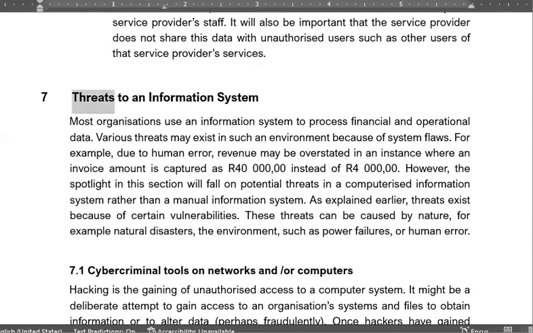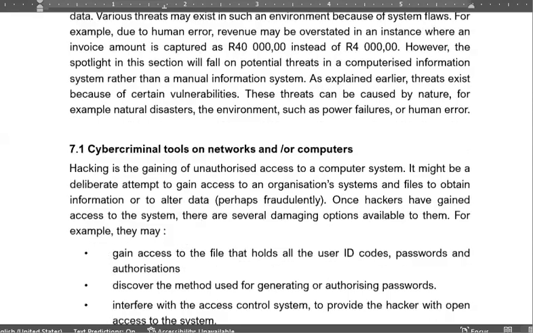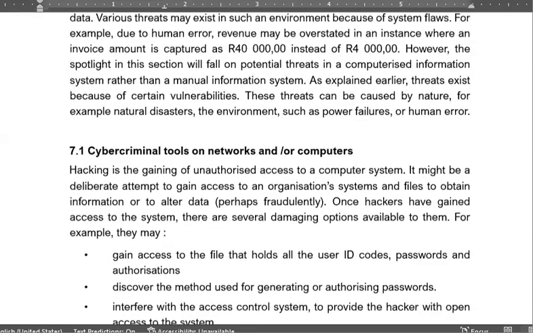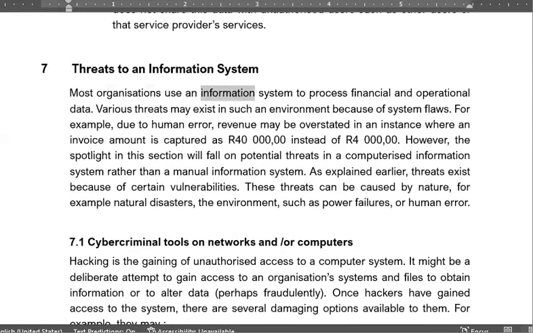7. Threats to an information system. Most organizations use an information system to process financial and operational data. Various threats may exist in such an environment because of system flaws.